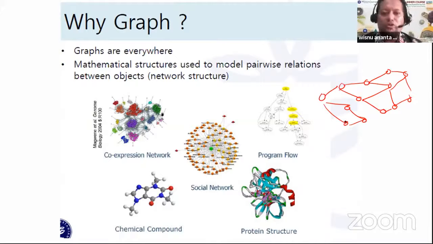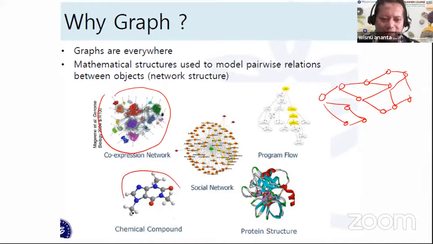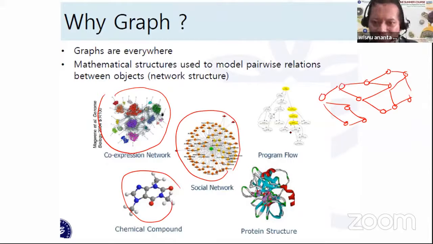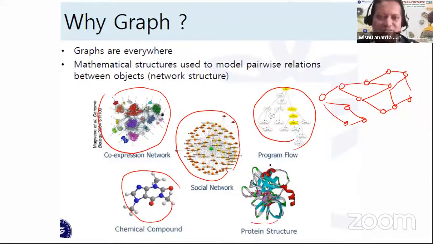Also, we can find networks in co-expression networks, in chemical compounds, in social networks like Facebook and Twitter, and so on. Also in pathways, program flow, or protein structure. So a graph as a mathematical notation is very powerful to draw the interactions between an object and other objects.